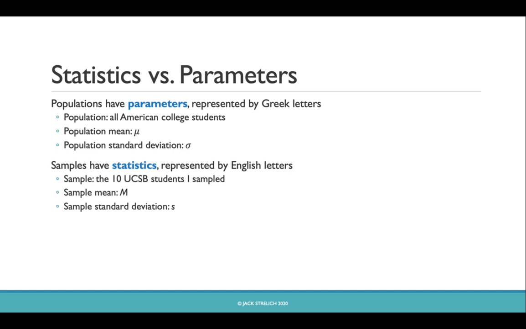Samples have statistics, represented by English letters. So, if our sample is 10 UCSB students that provided the data that I showed on the first slide, I actually made it up, but let's pretend that I got it from a sample. The sample mean will be represented by the letter M, and the sample standard deviation will be represented by the letter S. So just remember, populations have parameters. Conveniently, they both start with the letter P, and will always be represented by Greek letters. Samples have statistics, which conveniently both start with S, and will always be represented by English letters.